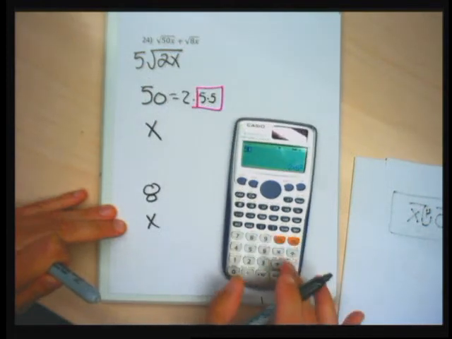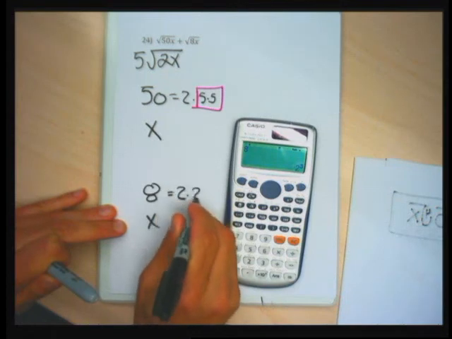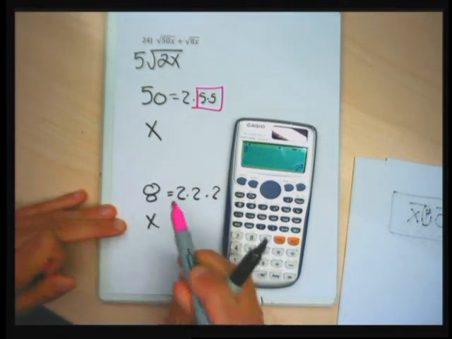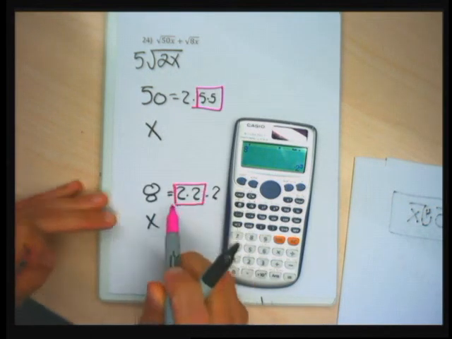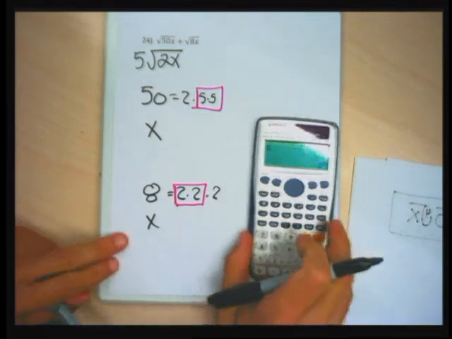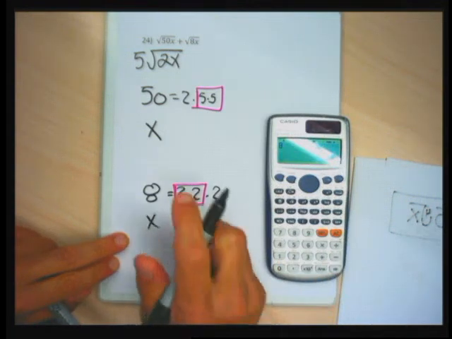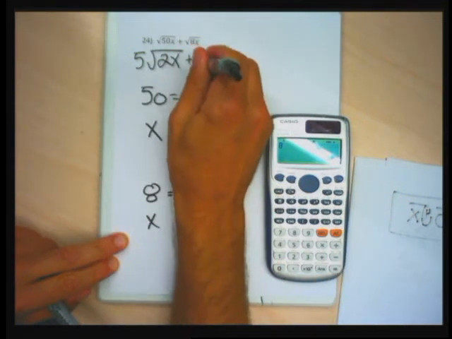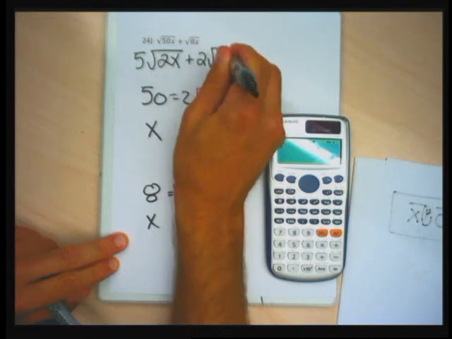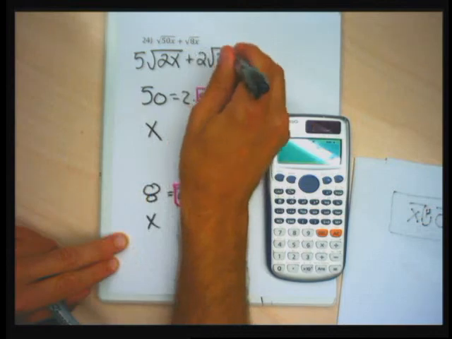Do the same thing for the 8. 8 is equal to 2 times 2 times 2. So for the second radical, I'm going to get a 2 out front and a 2 under, because once I get a pair of 2's, I get one of those out front, the single 2 stays under. And for the second radical, there's not a pair of x's, so the x stays under.